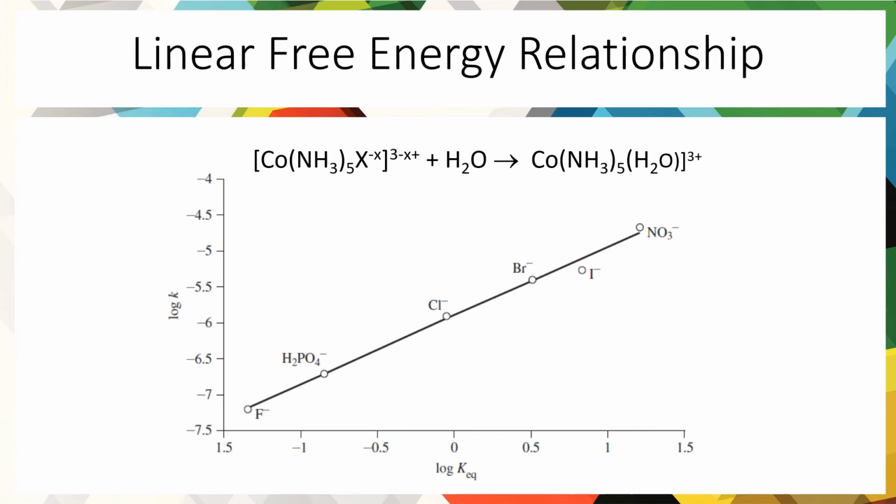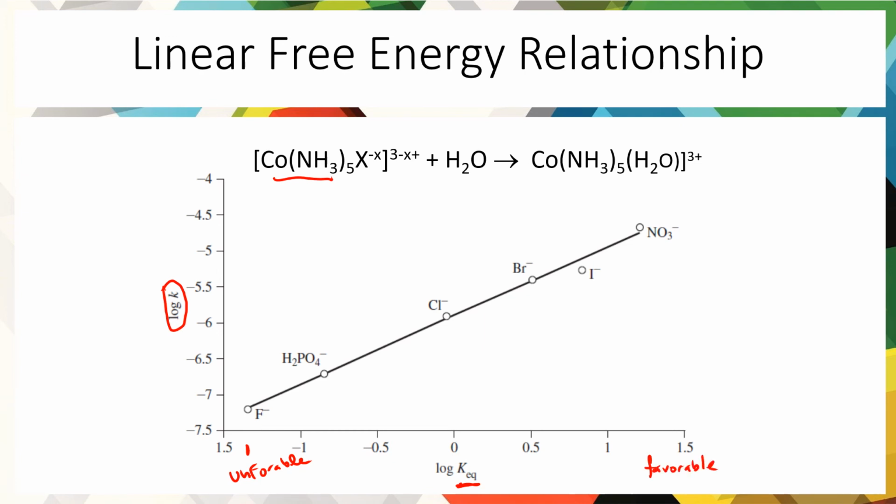So let's take a look at some data which shows this linear free energy relationship. You can see on the x-axis we have our equilibrium constant, capital K, and on our y-axis we have the lowercase k, the rate constant, both written in the log form. So this is that relationship that we derived on that last slide. On this side of the x-axis, we have unfavorable reactions, meaning that the complex that we start with is more favorable than the product. And on the other side, we have very favorable reactions, right?